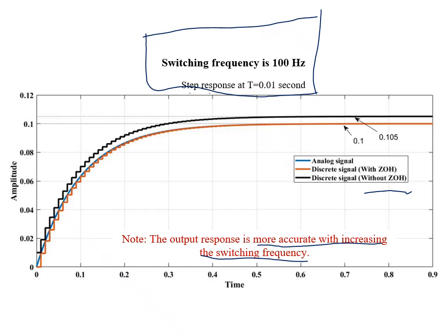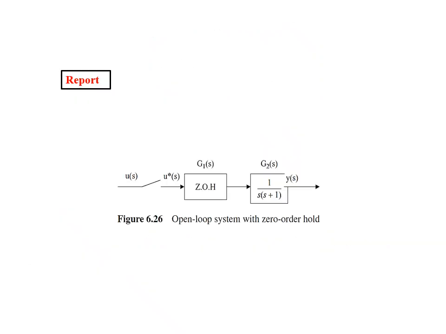We see also that the system without zero order hold is not as accurate as that with zero order hold. We have this example as a report. G1 is zero order hold, and G2 equals 1 over S times S plus 1. We have Y equals U star times G1 G2, and then we proceed by the steps.